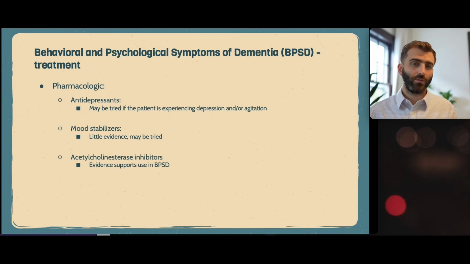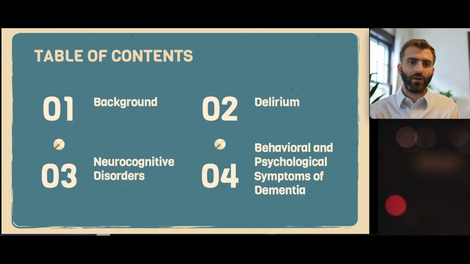Antidepressants can be used, mood stabilizers have little evidence, and acetylcholinesterase inhibitors are often used because the patient has dementia, but have little evidence specifically for the behavioral symptoms. If the patient does have inappropriate sexual behavior, again, you want to start with non-pharmacologic options, but medications are often used, with antidepressants commonly being used first line, but antipsychotics, anticonvulsants, and sometimes hormonal agents being used.